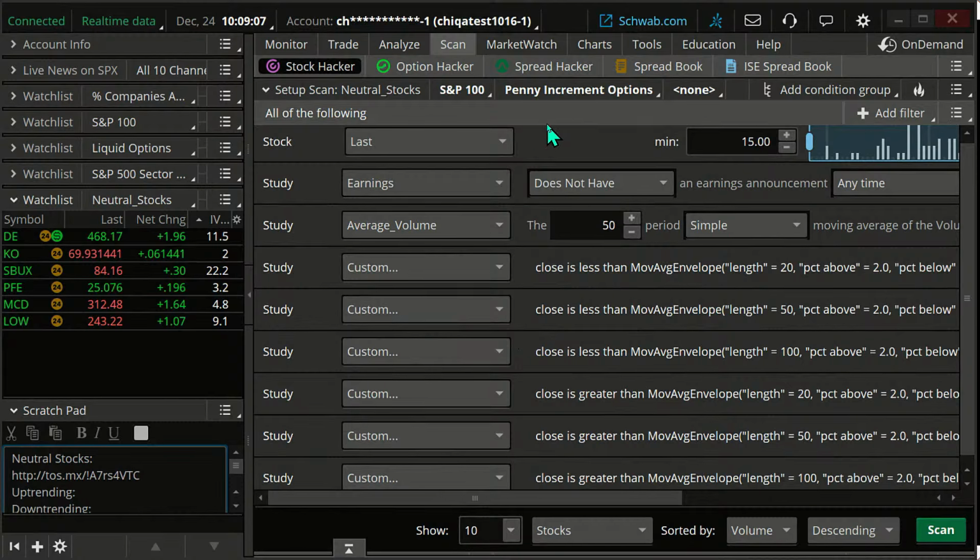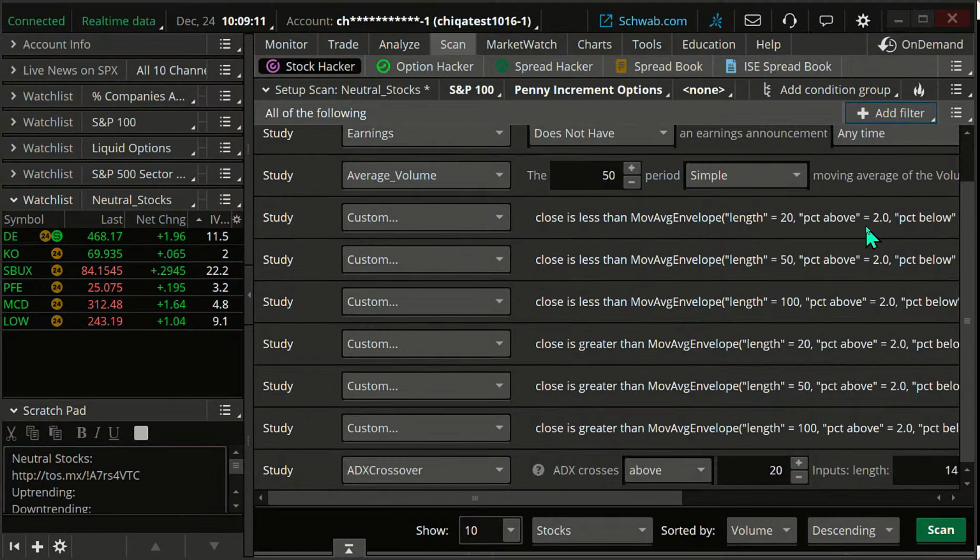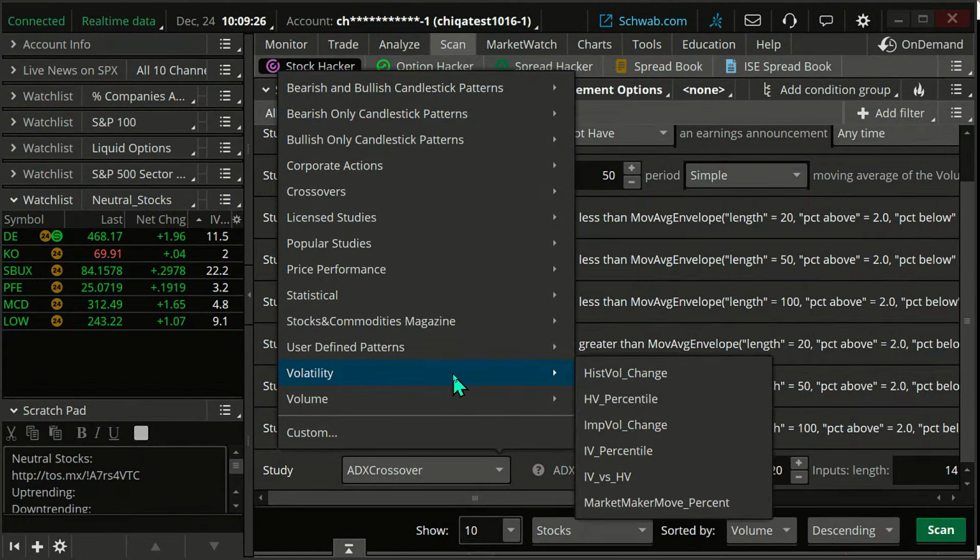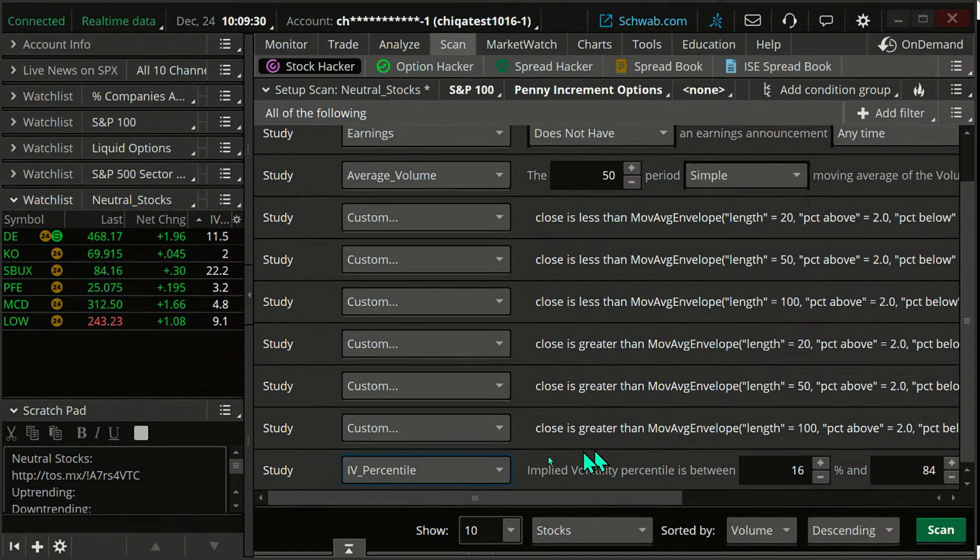And so I can add another parameter. I can go to add filter. I can go to study filters, and study filters, by the way, are not available on Paper Money. You got to use them on your live platform. But if I go to study filters, I can go to volatility and I can go to IV percentile. Okay. So here's IV percentile.